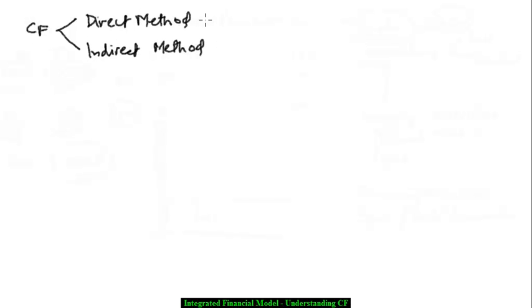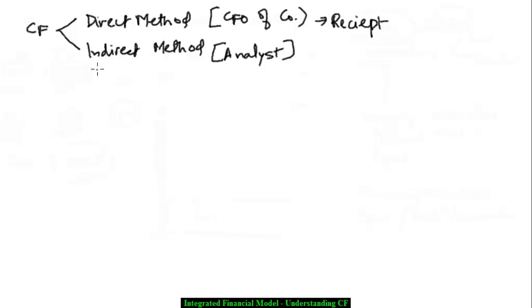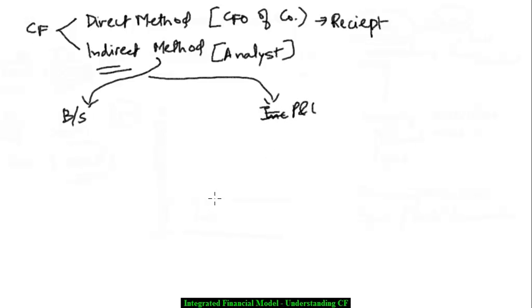In the direct method, I have a record of what cash is going out of the company. Usually this can be generated by the CFO of the company, right? So they would have the receipts of all the cash payments made, and all the cash inflows that are there. Typically, as an analyst, you would always use the indirect method, where you don't have the cash records, but you generate the cash flow statement from the balance sheet and the income statement, or the P&L. So I will generate my cash flow statement from the P&L and the balance sheet.